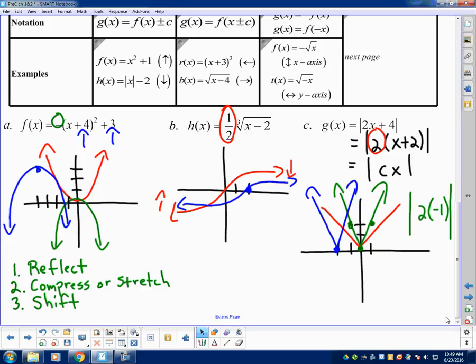There it is. So once again, if you want a consistent method for doing these, do the reflections first over x or y, do the compressions or stretches, and then do the shift.